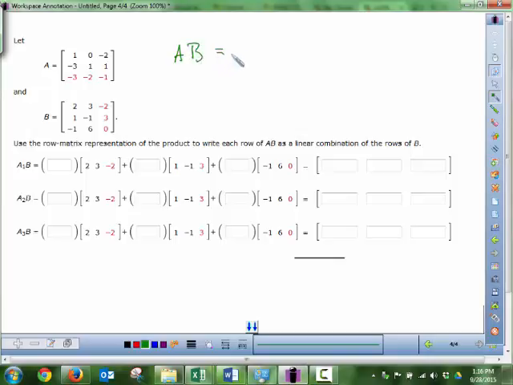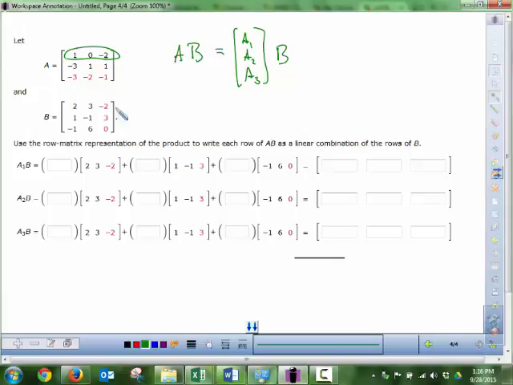A times B, and then we want to cut up A into the different rows. A1, A2, well, this was only three-dimensional, so A3, and then your matrix B. So these are the rows for A, A1, A2, and A3. Right? So what we want to do is we want to take, all right, now I'm a little confused about this B business.